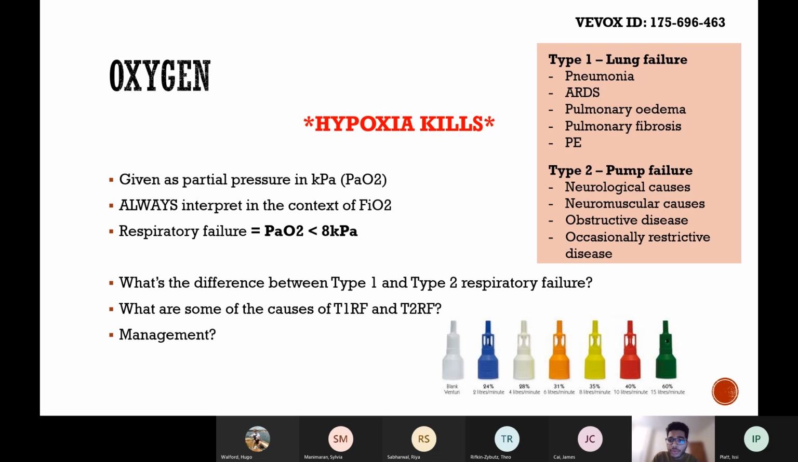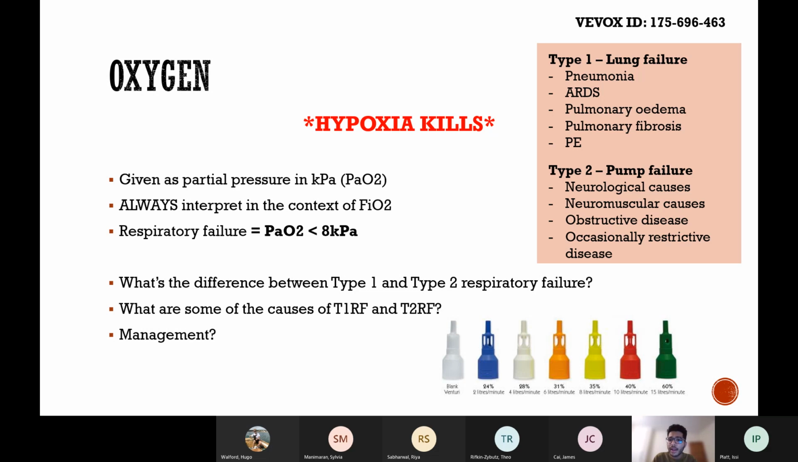You can have neurological causes, so if somebody's had some kind of nerve injury, remember whichever nerve roots keep the diaphragm alive. For the phrenic nerve, so if you have a transection of the phrenic nerve, for example, the person will die, but if you've got any kind of neurological issue, you're going to have a type 2 respiratory failure picture.